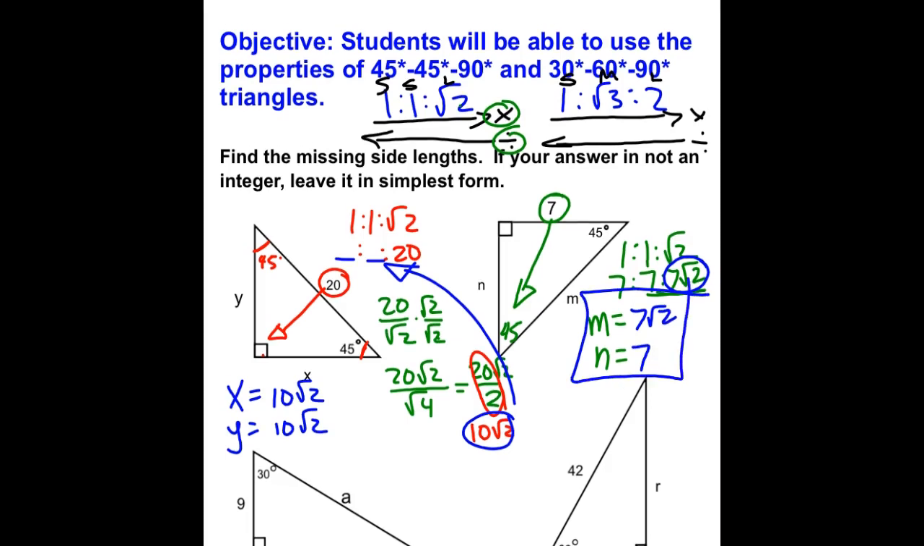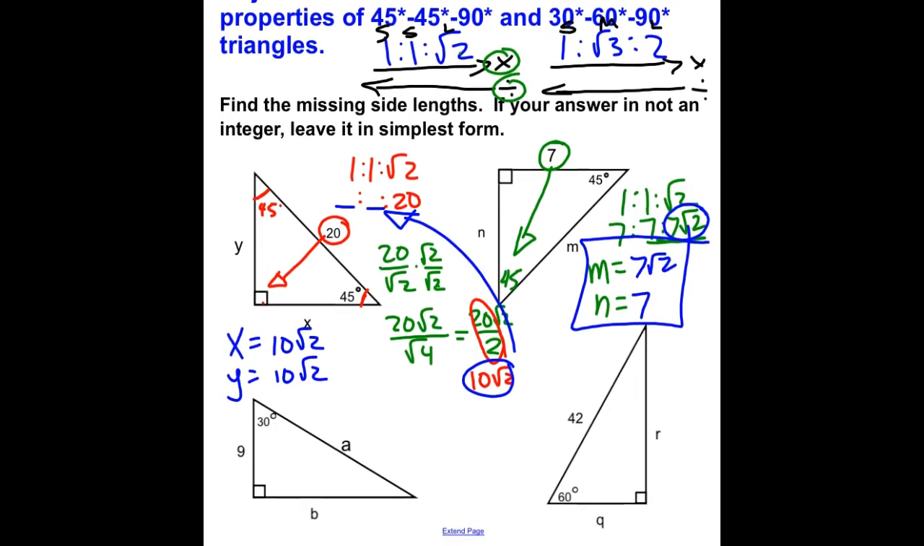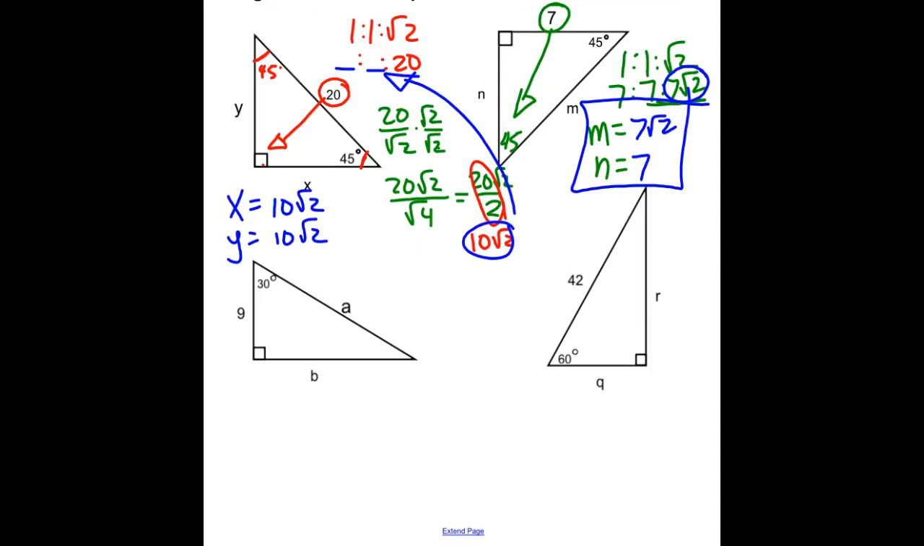Hopefully those ratios are coming back to you now. We move on to the next two. These ones are a little bit different because they have a 30 degree and a 90 degree. That means that third angle is 60 degrees. And that means we're dealing with our 1, square root 3, 2 ratio.